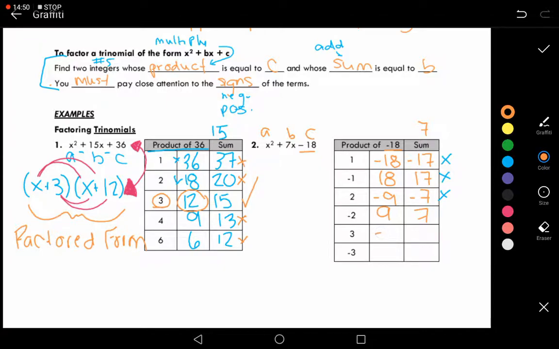3 times negative 6 will give me negative 18. And when I add those together, I will get negative 3. So it can't be that one. And last one here, negative 3 and positive 6 multiplies to give me negative 18 and adds to give me 3. So again, that's no good. I don't want 3. What I need is 7. So that means negative 2 and 9 must be my factors.